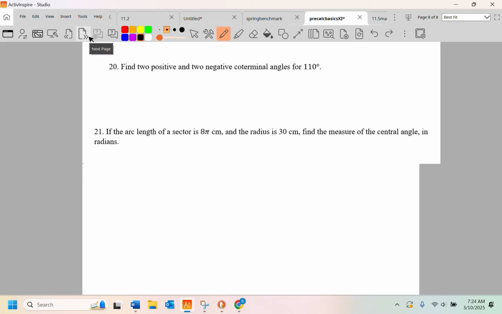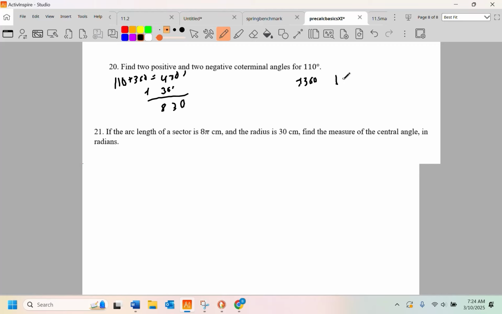20, find two positive and two negative coterminal angles for 110. It's plus or minus 360. All right, so if I do 110 plus 360, I think I'll get 470. If I add another 360, there's one answer. 830. And then I do 110 minus.